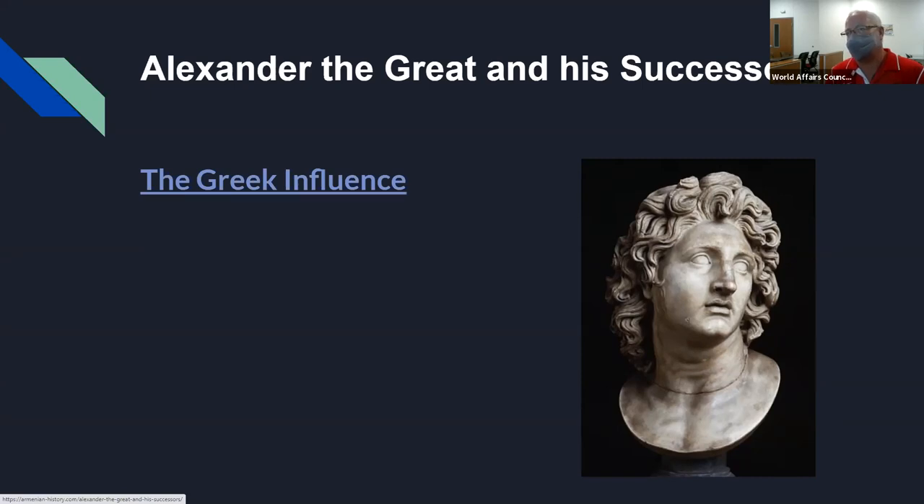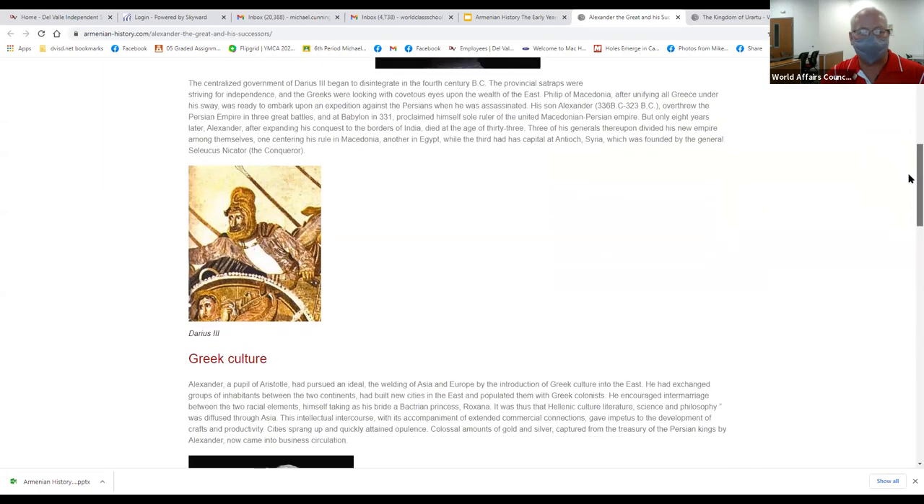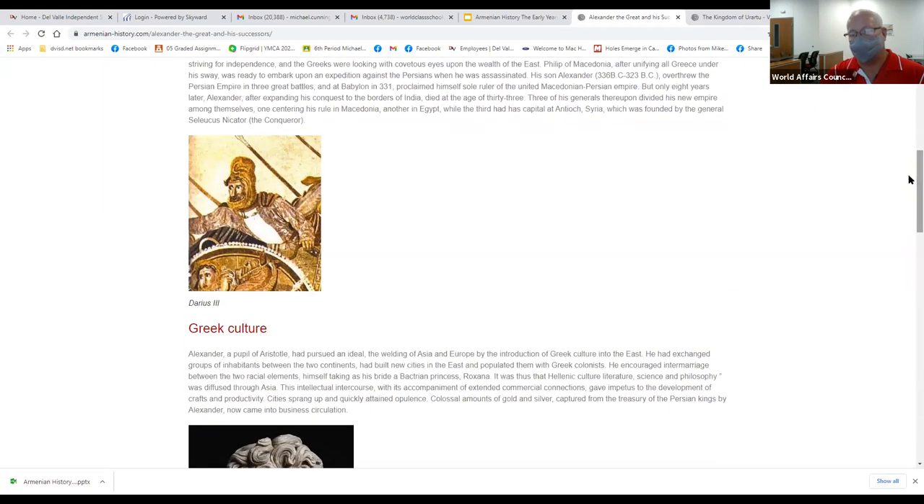the Hindu Kush area, and Greek influence is really big. And Bactria is an Eastern Empire, and he married a woman named Roxanne, and they had a child. So it was important for him. Now here's Alexander the Great and his successors. It talks a little bit about that in Greek culture. If you notice, Greek culture was actually pretty strong in Armenia beforehand.